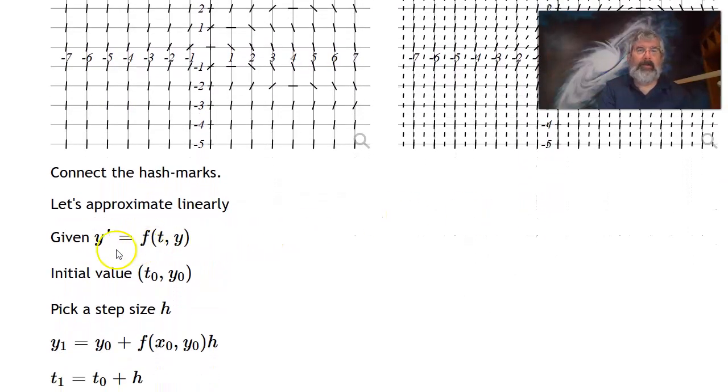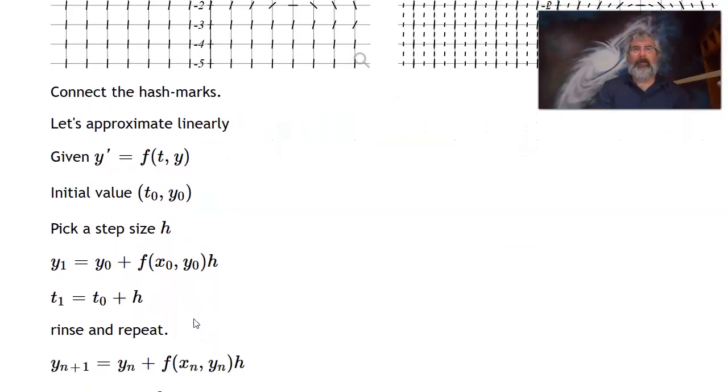We're going to be given a differential equation. This is the general setup here. First order differential equation. Y prime is some function of t and y. I'll have some initial value, t0, y0. And then I'm going to pick a step size. I'm going to approximate this. Actually, I'm lost in the slope field over here. Sorry. Hang on, let me get out of the slope field.